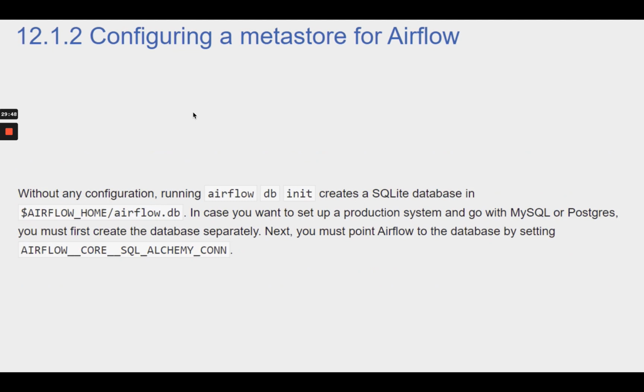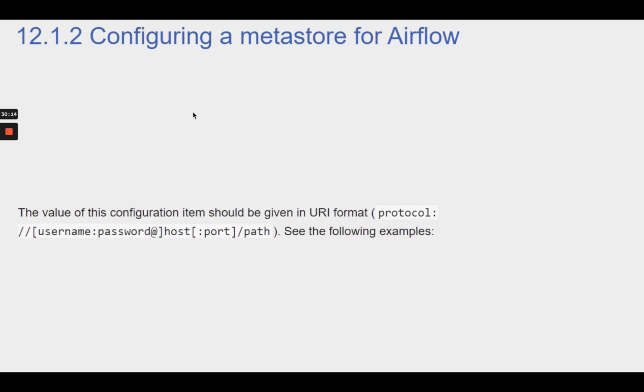Without any configuration, running airflow db init creates a SQLite database in $AIRFLOW_HOME/airflow.db. In case you want to set up a production system and go with MySQL or Postgres, you must first create the database separately. Next, you must point Airflow to the database by setting AIRFLOW__CORE__SQL_ALCHEMY_CONN. The value of this configuration item should be given in URI format like this.